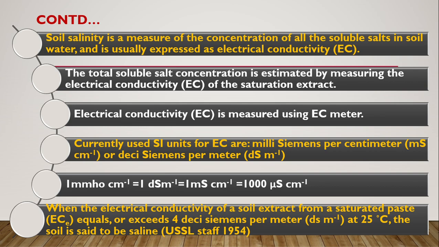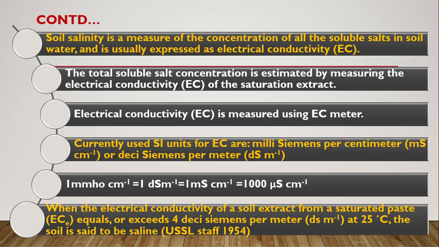Actually, it is measured by means of the saturation extract from the soil. We cannot directly measure the electrical conductivity of the soil. So what we are doing is, we will saturate the soil first. We will fill all the pores of the soil with water. And after that, we will extract that water from the soil. That water is known as saturation extract. We will measure the EC of the saturation extract. That will give the value of EC of the soil. That is how we measure the EC of the soil, from the saturation extract.